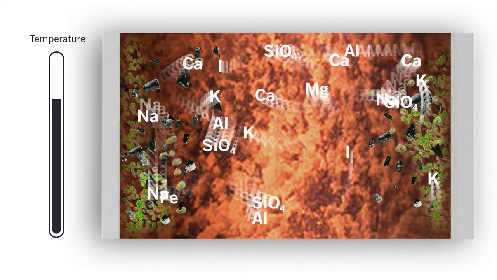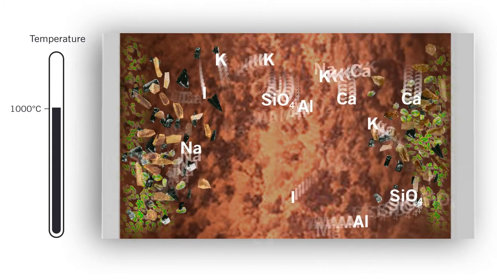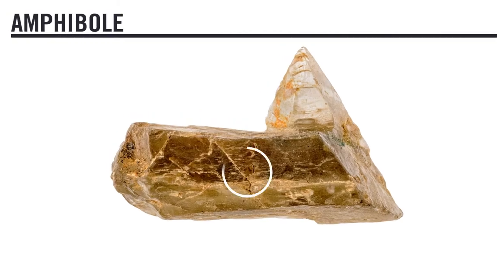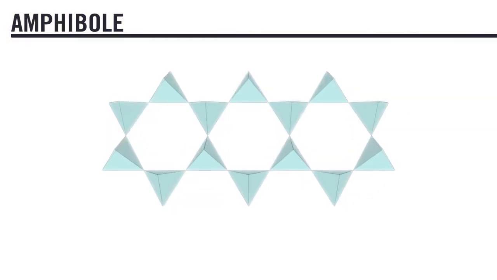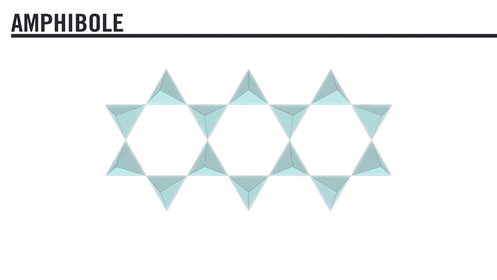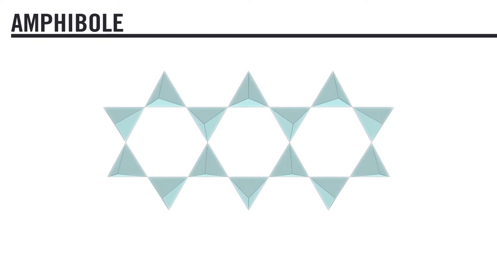That means, as temperatures continue to decrease, the minerals that form can only be made using the elements left over in the melt. Amphibole minerals form next, at cooler temperatures. Amphibole minerals contain sodium, calcium, iron, magnesium, and silica, so as these minerals form, the melt is now becoming depleted in those elements. Amphibole minerals have silica ions linked together in double chains.